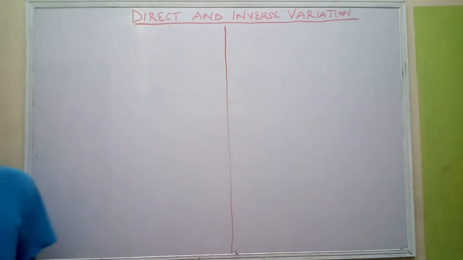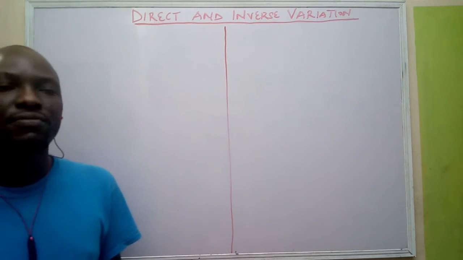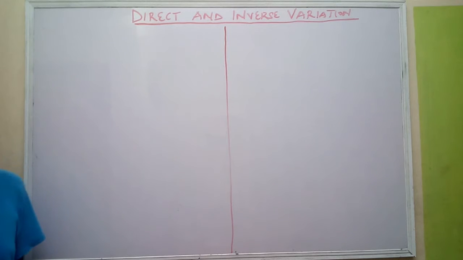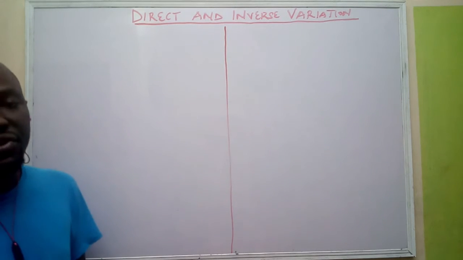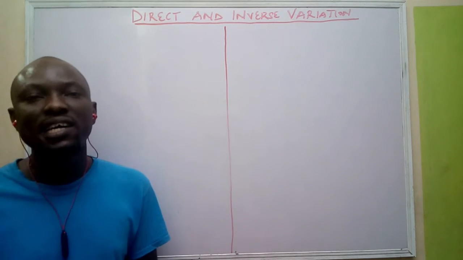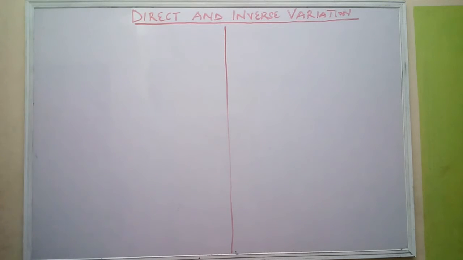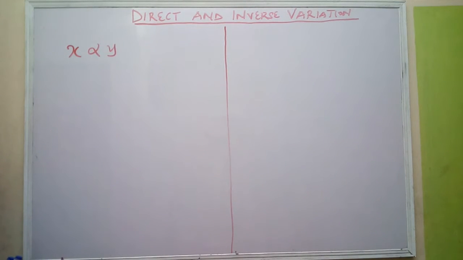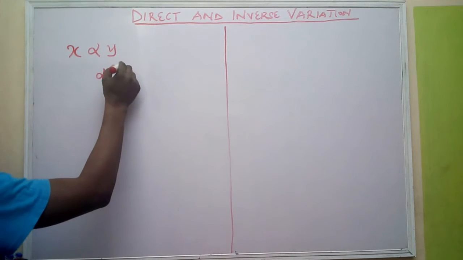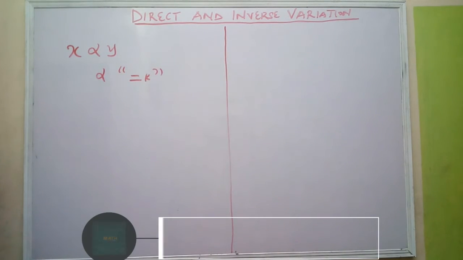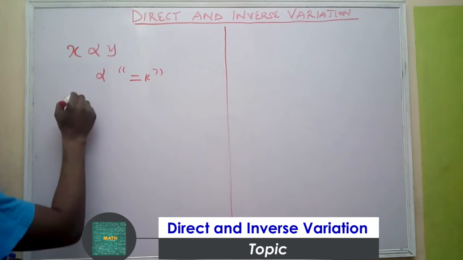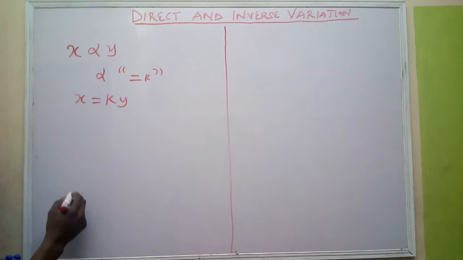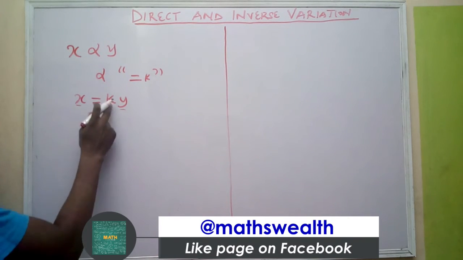Now, we want to see how to write a mathematical expression for direct variation. For instance, let's see a question which says that if x varies directly as y, write an expression of x in terms of y. So how do we do that? Now, we need to replace the sign of proportionality with an equal sign and k. If we do that, we'll have x equals ky. Now, this is x in terms of y, where k is a constant.